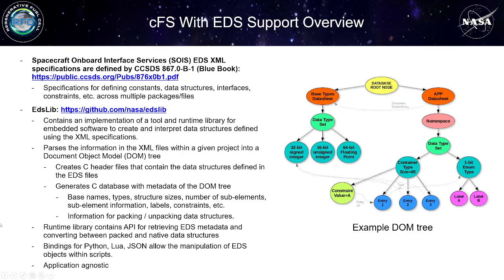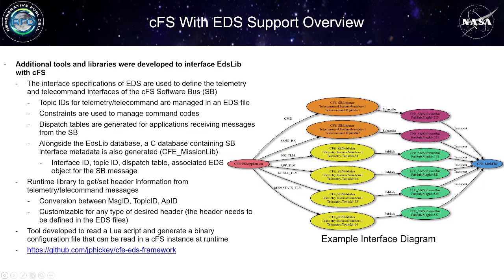Now, the runtime library associated with this tool also contains API functions for retrieving this EDS metadata and doing this conversion between packed and native data structures. On top of that, there are bindings for scripting languages like Python, Lua, and JSON that allow the manipulation of these EDS objects within scripts. Now, in principle, this tool is application agnostic, so you can use it in a non-coreFlight scenario, but the intended use is to use this in conjunction with the following tools to work with coreFlight.